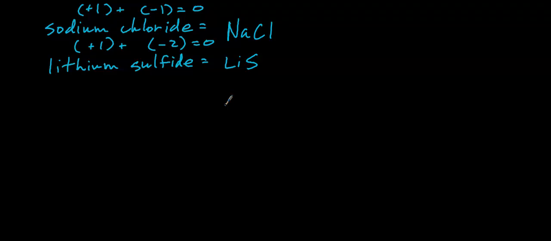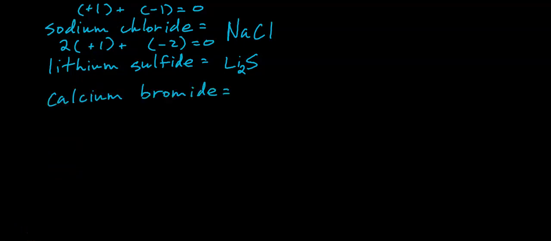Do those charges add up to 0? Not in a 1-to-1 ratio. So what is the ratio that is needed for those charges to add up to 0? It looks like we need 2 of the +1 ions for every 1 of the -2 ions. So how do we show that in the chemical formula? We're going to take that 2 that's outside the parentheses and use that as a subscript in our formula. So the chemical formula for lithium sulfide is Li2S.